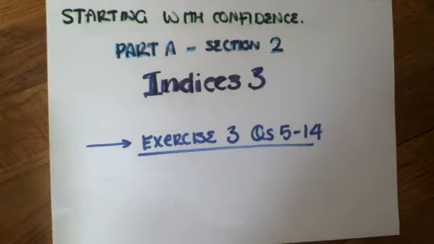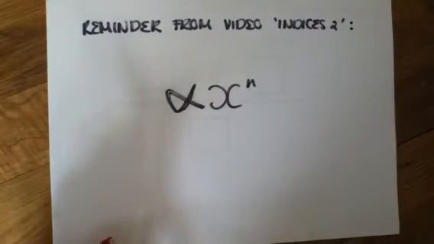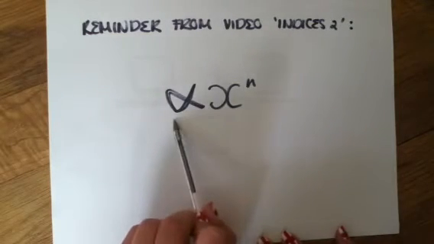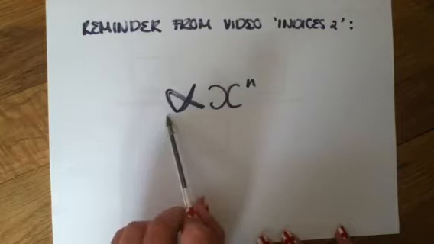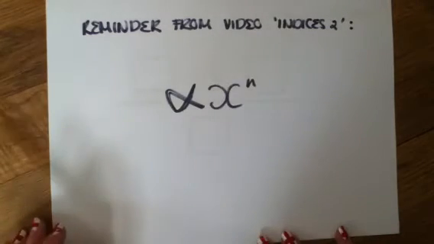So this is the third video on indices from the Starting with Confidence booklet, Part A, Section 2, and this will help with exercise 3 questions 5 to 14. What we're going to be doing today is looking at another method that asks us to sort things out into this form, which of course, if I remind you, is the important form when it comes to things like differentiation, which you'll learn later in the course.